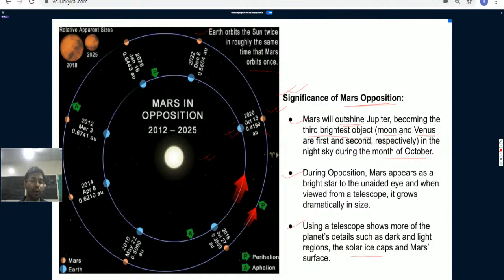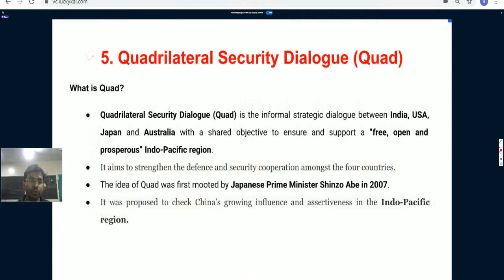So this is all about opposition. I hope you understood how opposition happens, what is the significance of opposition, and how frequently it occurs. Now let us move to the next topic, which is the Quadrilateral Security Dialogue. This topic has been in the news recently. This is a broad topic that we can discuss in detail, but today I am just introducing what we mean by Quadrilateral Security Dialogue and its significance, and we will locate the region. There is a lot to discuss about it, so I may take up this topic in a future discussion.